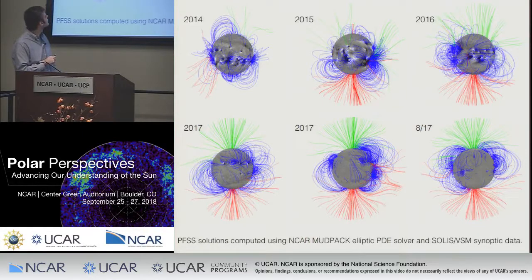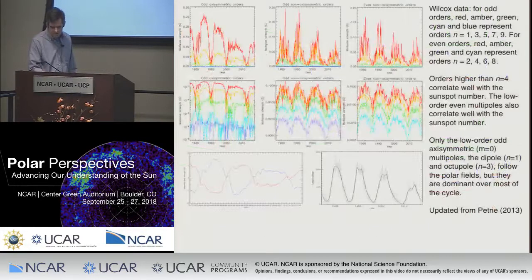Just complete in 2017, we had a dipolar, an almost dipolar corona. The most recent synoptic map from GONG gives us this structure. There's not much activity. The poles are pronounced. This is just a quantitative distillation of what I just said.